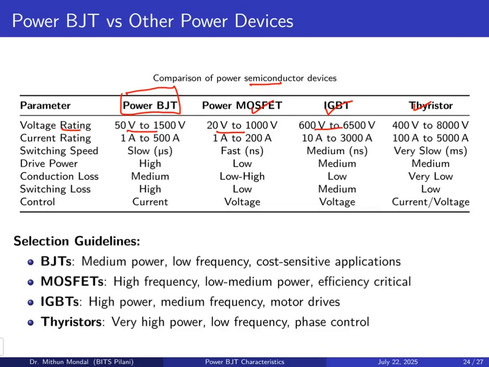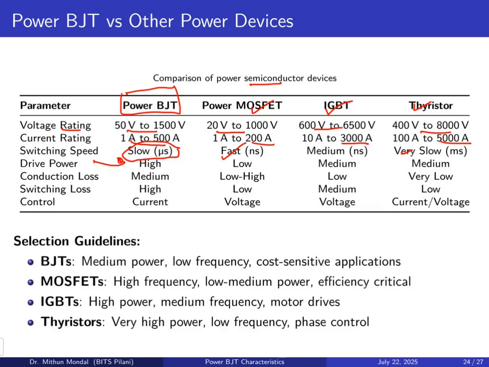So thyristors are basically the silicon controlled rectifiers where you have higher voltage rating. Current rating, if you see, is up to 500 ampere for BJTs, 200 ampere for MOSFET, up to 3000 ampere you can go for IGBT, and 5000 ampere you can go for thyristors. Switching speed, if you compare, is the slowest in BJT, and you will be getting very slow in thyristor, but thyristor has certain other important advantages. The fastest is the MOSFET. So if you require fast switching, you have to go with the MOSFET.